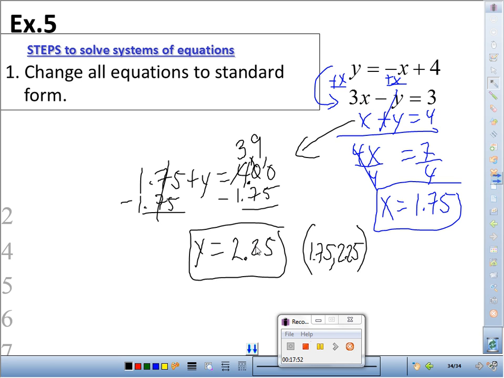Some of you got confused with the decimals at the end, so be careful with that. Better? A little bit better? Okay, now let me throw you the curveball then.